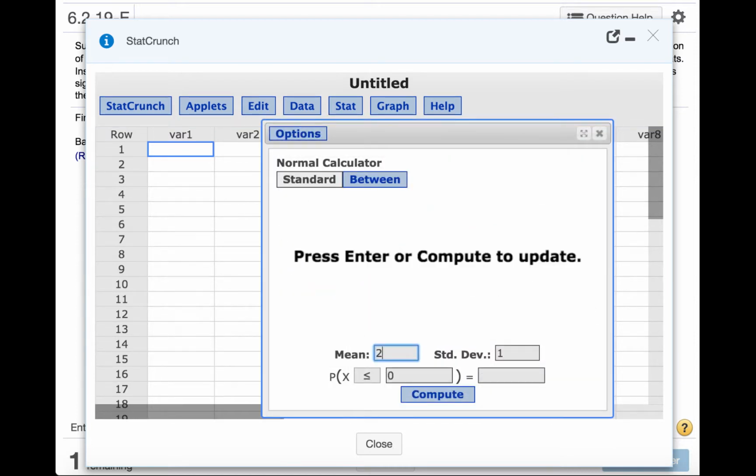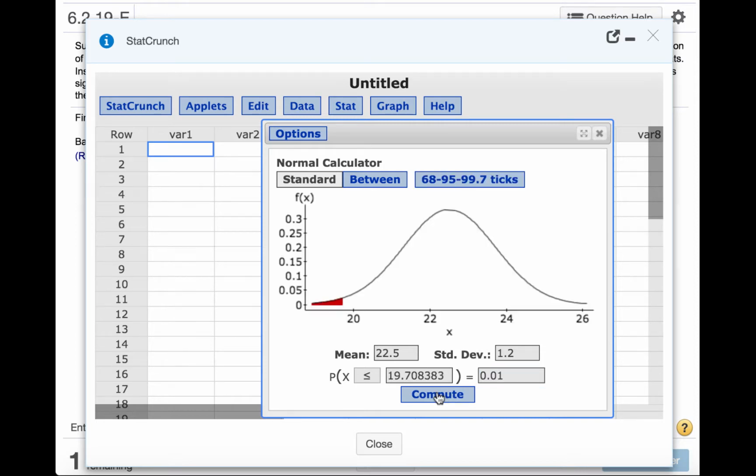We are told that the mean is 22.5 and the standard deviation is 1.2. We want to find the x value that leaves 0.01 of the distribution to the left of that value. That value would be 19.7.